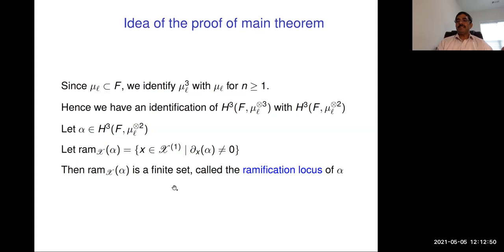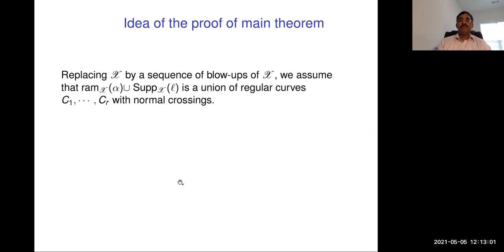Now, again, this is a two-dimensional scheme, so we can keep blowing up, and given any divisor, we can make it in good shape. That means it's a union of regular curves with normal crossings. So what we do is first replace X by a sequence of blowups and assume that the ramification locus and the support of L, because L is our prime and L is not a unit on this scheme, right? Because this is global, in the number field case especially. So we assume that our scheme X has this property: the ramification locus and the support of L is a union of regular curves with normal crossings.